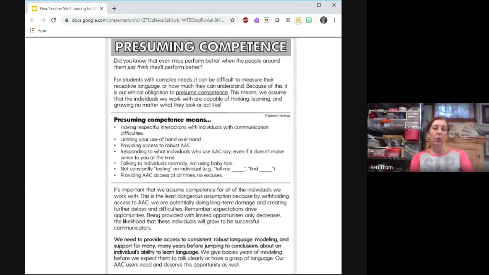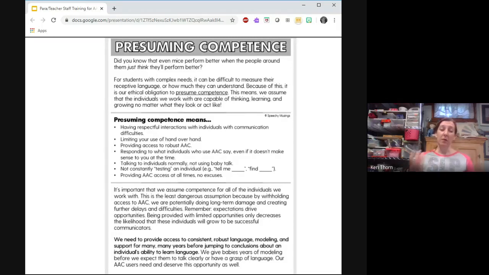Presume competence. We truly do not know everything our students know who are nonverbal. We don't know what they're absorbing. We don't know their understanding of the things we say to them. We have to assume that they do understand everything we say. So we do need to assume that if we're talking in front of them, that they're getting it. So we would never want to do and say things in front of students that are nonverbal that we wouldn't do in front of a verbal student who could repeat at home.